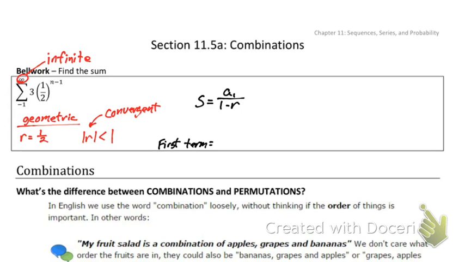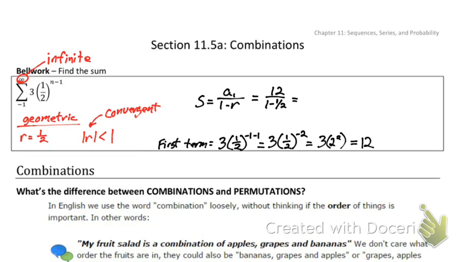So my first term is going to equal what happens when I plug in that -1, which would be 3 times 1 over 2 to the -1 minus 1, which is going to equal 3 times 1 over 2 to the -2. And you have to remember what raising a power to the negative is. All it tells you to do is take the reciprocal and then square it. So this would be 3 times 2 squared, which would be 4 times 3, which equals 12. So my first term is 12 over 1 minus my R value is 1/2. 12 divided by 1/2 is going to equal 24.